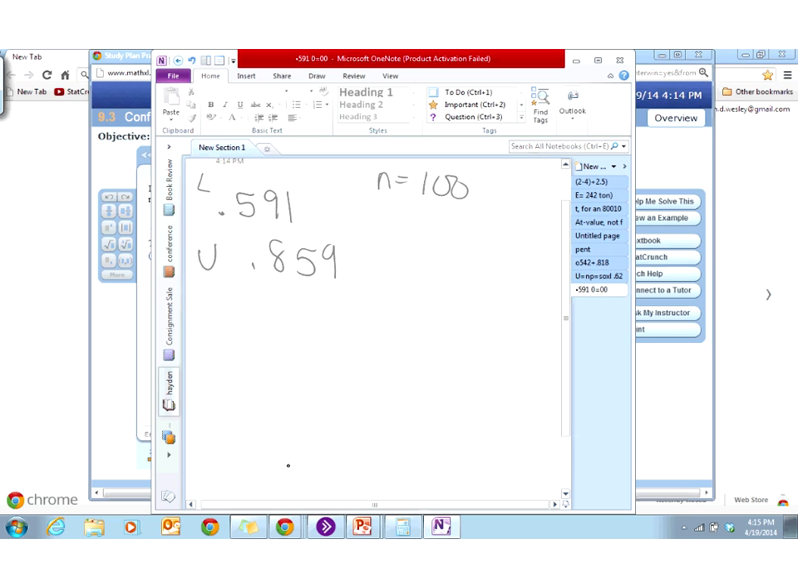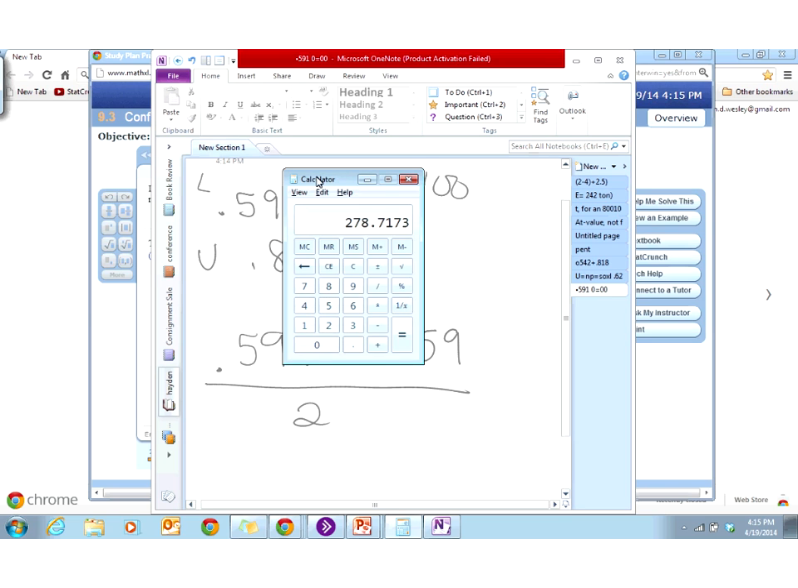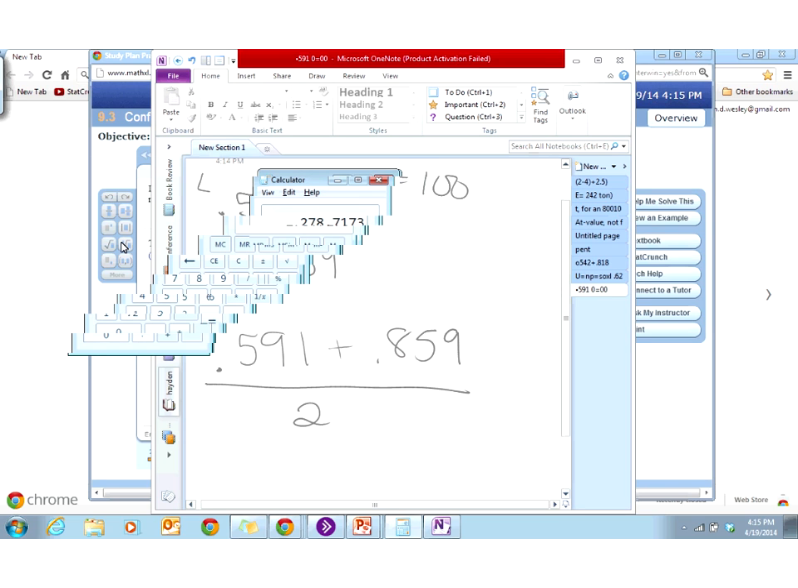The lower bound is 0.591. And our upper is 0.859. And our N, which we'll use at the end of the problem, is 1,000. Now, if I know my lower and upper, I can find my point estimate because that's going to lie right in the middle. So I really want to find what's halfway between 0.591 and 0.859. So I'm going to add those two together and divide by 2.